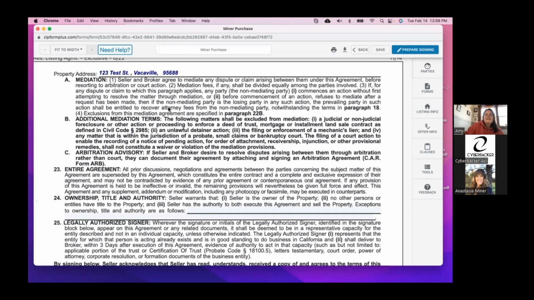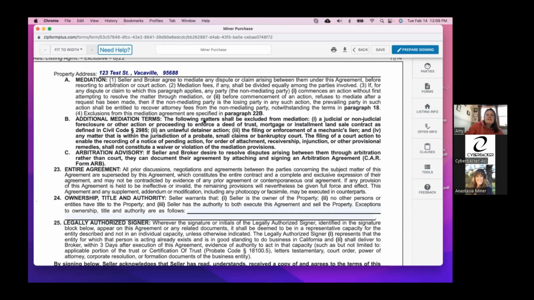The prevailing party in such action shall be entitled to recover attorney fees from the non-mediating parties, notwithstanding the terms in paragraph 18, right? So if somebody tries to step around this mediation, then instead of splitting all the costs associated with it, the prevailing party is entitled to recover those attorney fees from the non-mediating party.